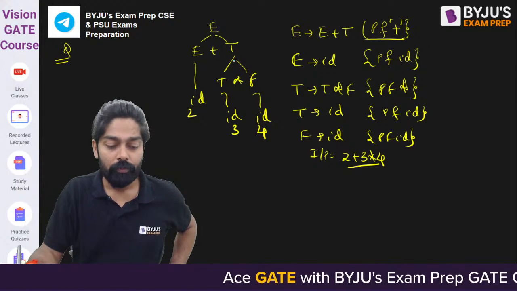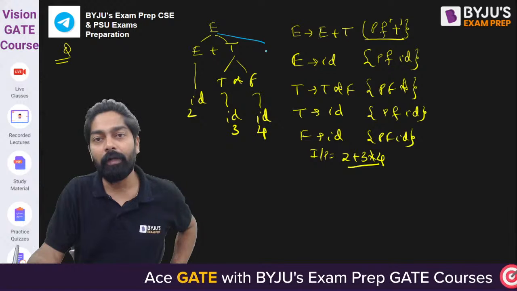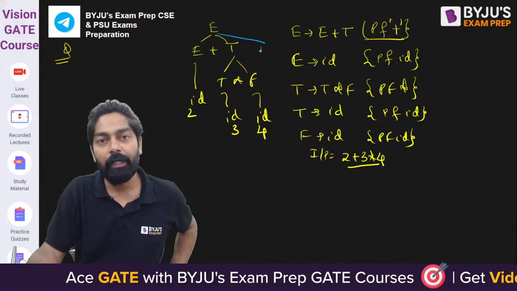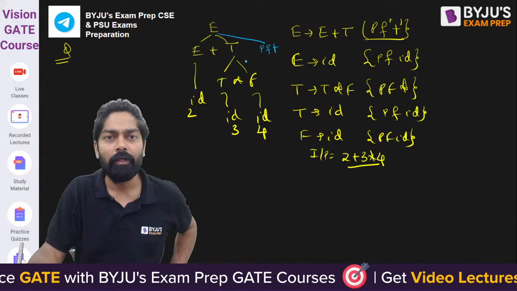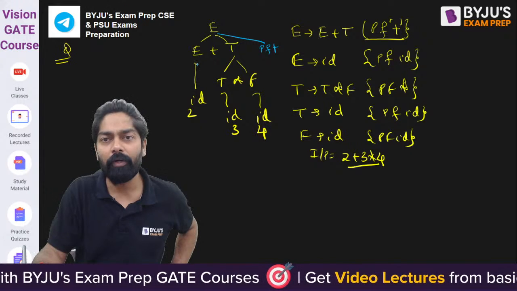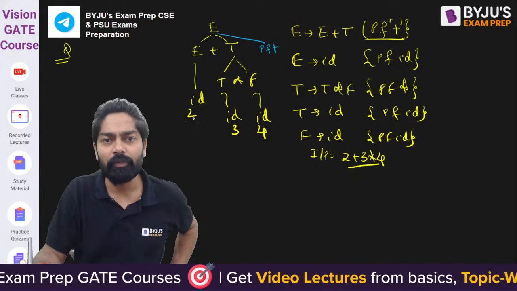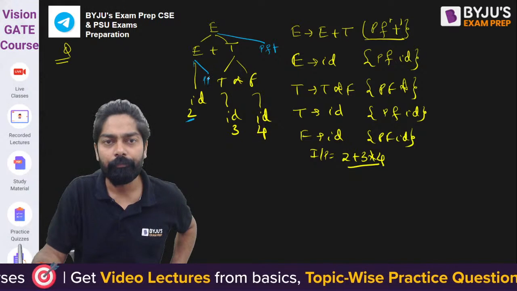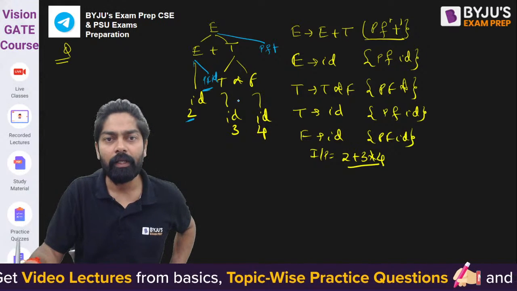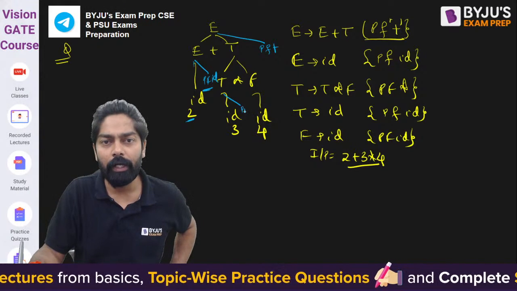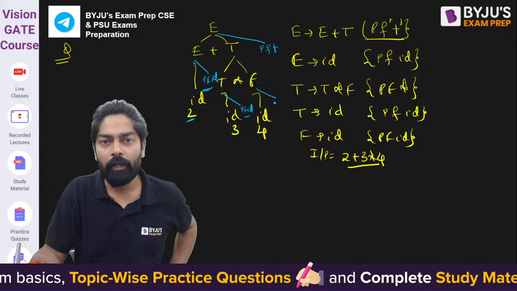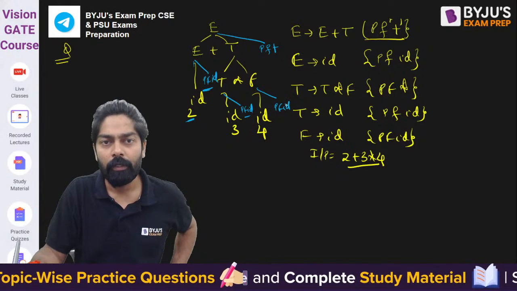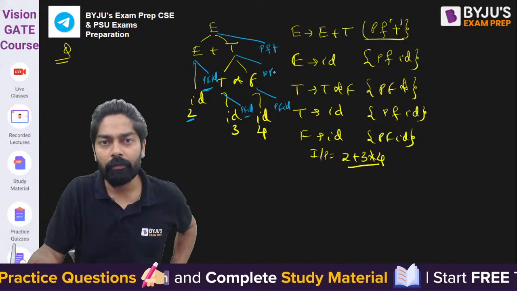So this is nothing but printf plus. You can write printf plus directly. Here, printf ID means 2. You can write printf ID here, here, and here also, and here you can write printf star.